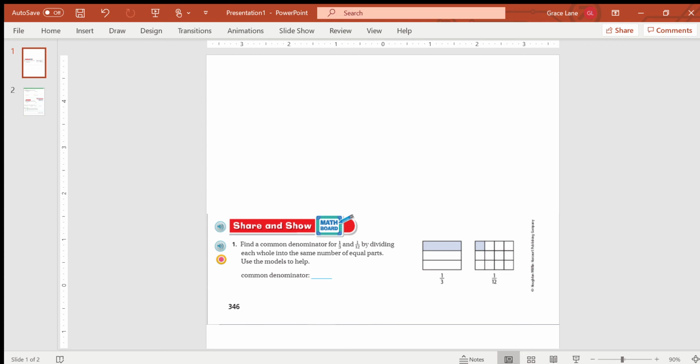We are on lesson 6.4 today. We are talking about common denominators. So go ahead and find your workbook, your math journal. We are on page 346 to start with. You will also need your pencil and you might want your multiplication chart.